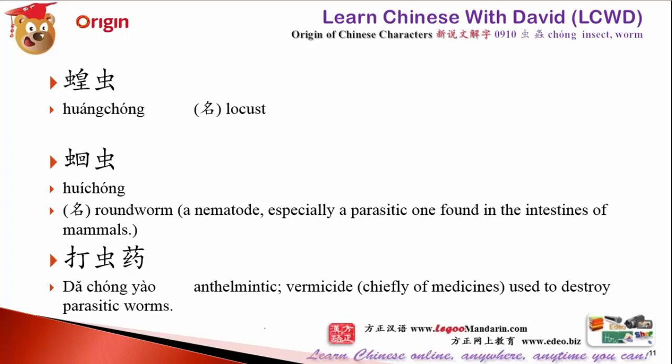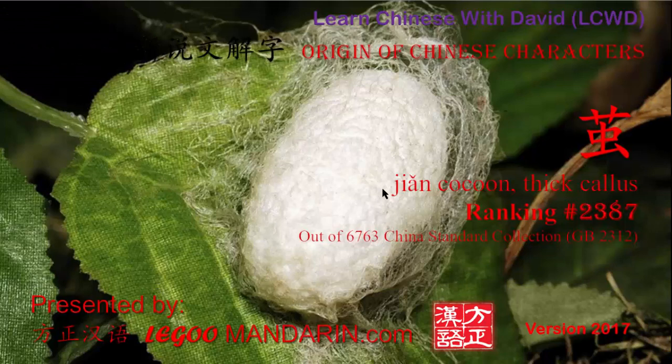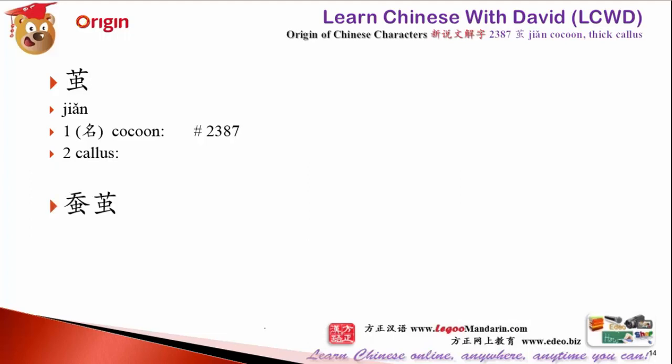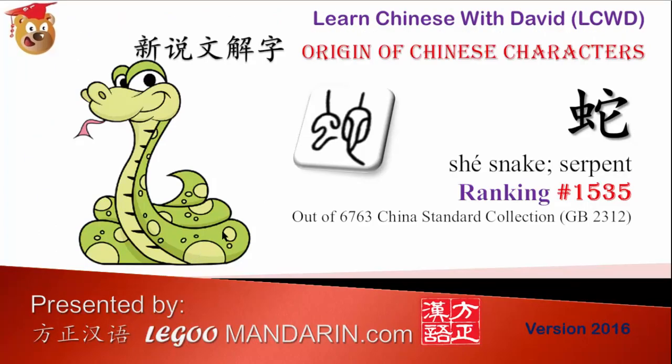打虫药, give the 打虫 to beat the insect, medicine or poison. 茧, this 茧, the cocoon or callus. Calluses are the thick things that grow on your hands or your feet when you work too hard. 蚕茧, the silkworm cocoon.